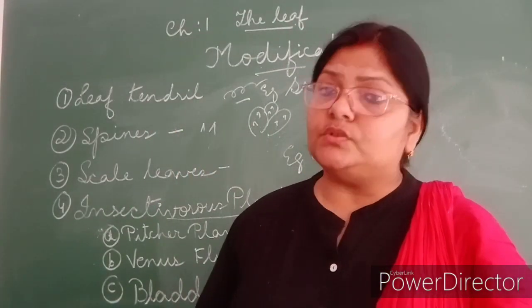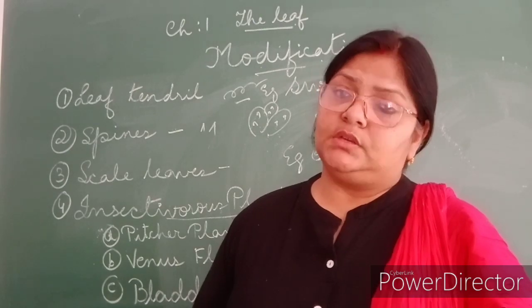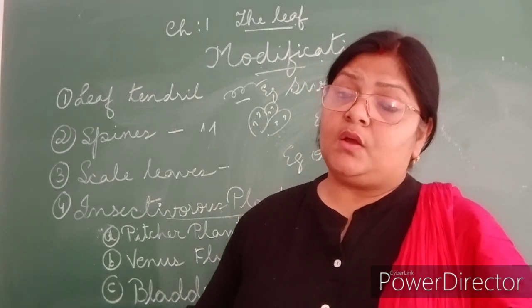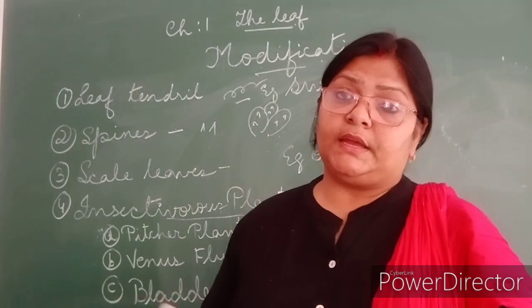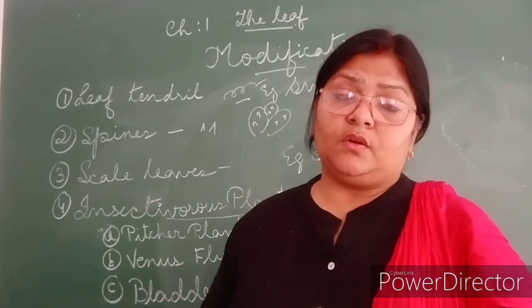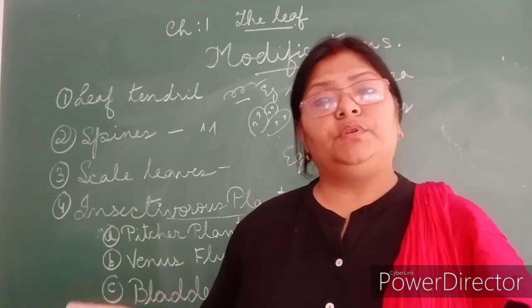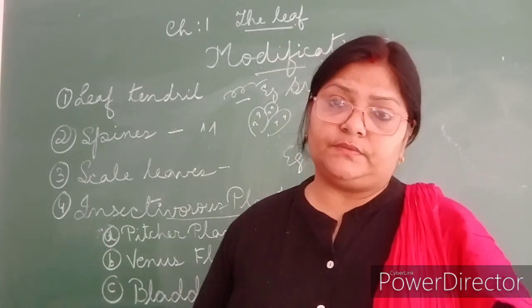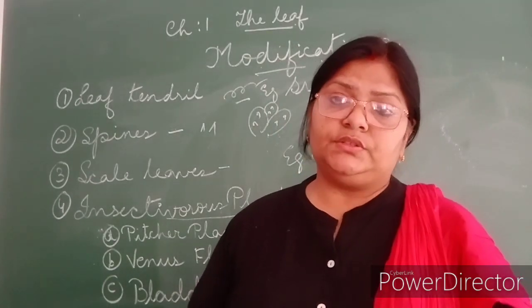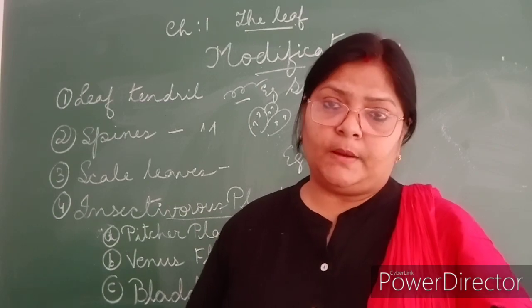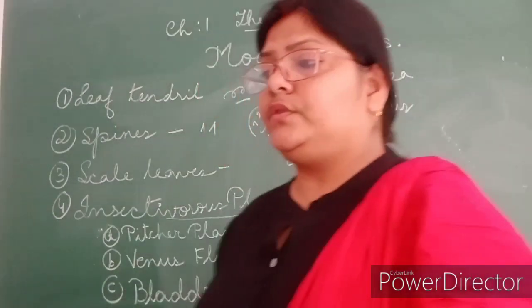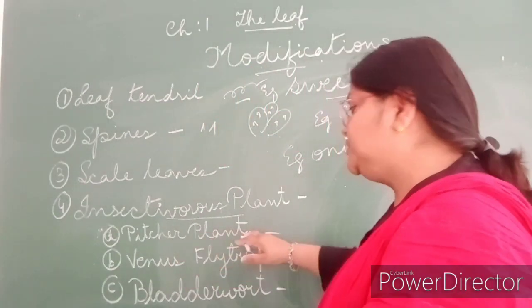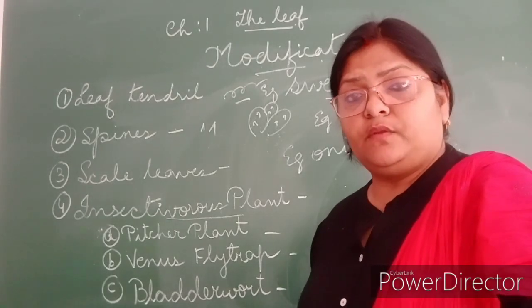The insects are dissolved and the nitrogen is used from them. They also, side by side, carry on photosynthesis and produce food. The insects are trapped only to satisfy the nitrogen deficiency in the soil. Fine. So what do we see in a pitcher plant? In a pitcher plant, what is seen?